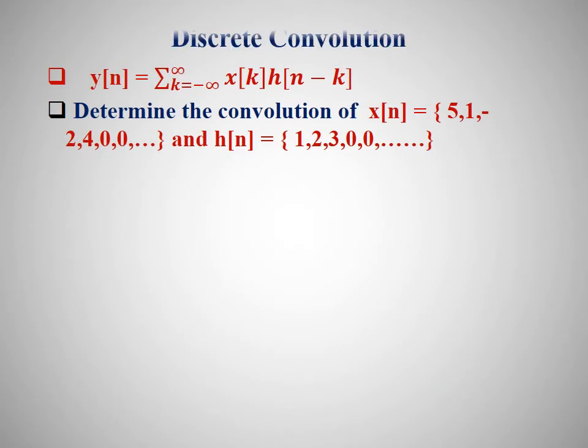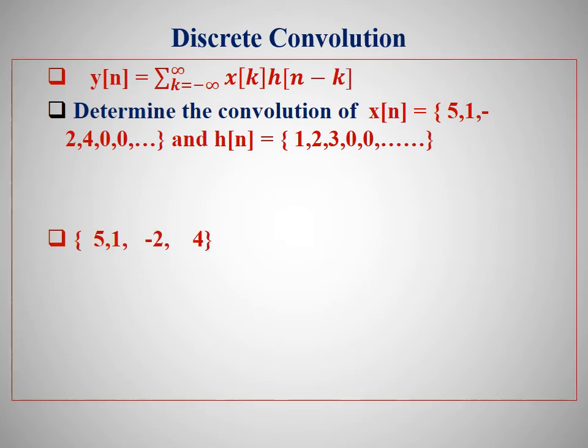Let us go on to a problem on discrete convolution. y of n is equal to the summation over k from minus infinity to plus infinity of x of k h of n minus k. Let us determine the convolution of x of n equal to 5, 1, minus 2, 4, 0, 0 and so on, and h of n equal to 1, 2, 3, 0, 0 and so on.